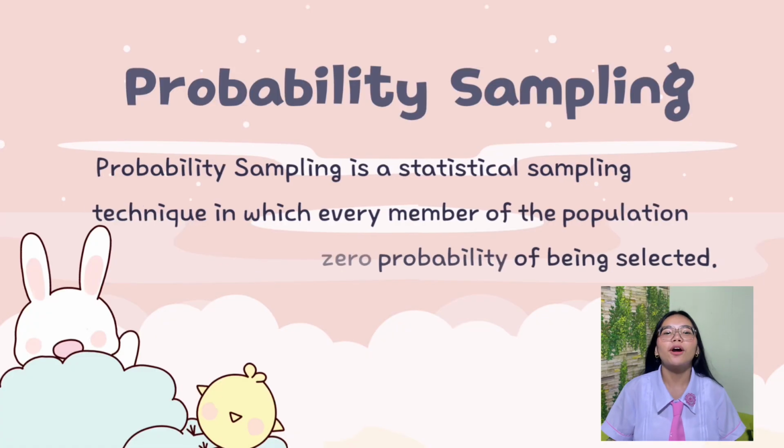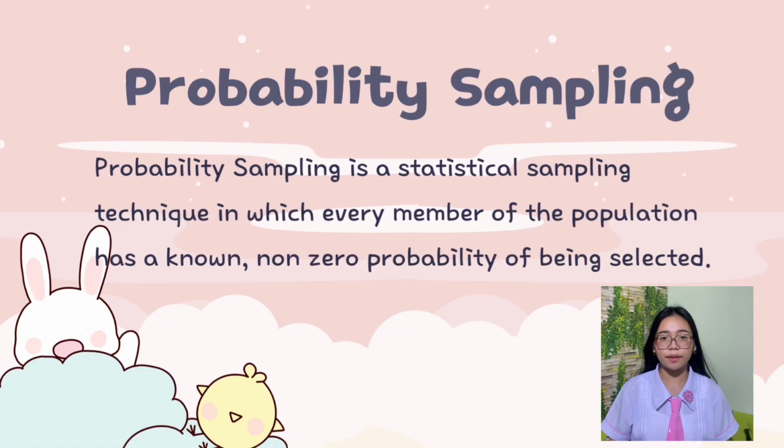Today, we are teaching you all guys the different types of sampling techniques. Let's start with the probability sampling. Probability sampling is a statistical sampling technique in which every member of the population has a known non-zero probability of being selected.